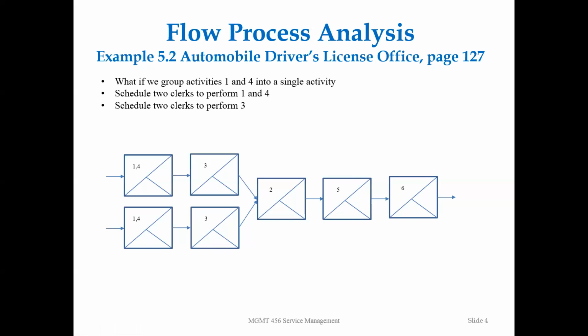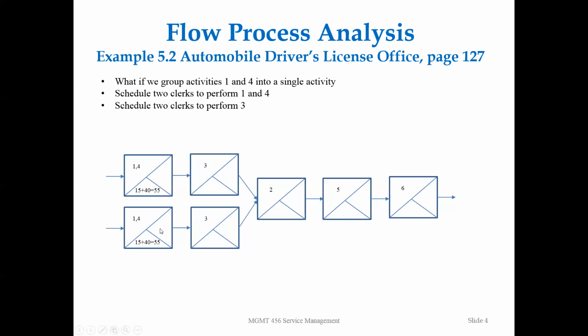Now let's analyze this process. First of all, let's look at the new activity 1 and 4. By grouping 1 and 4 together, one person handles 1 and 4 together. That means the cycle time will be longer. It takes longer to complete activity 1 and 4. So how much longer? It takes about 15 seconds to do 1 and 40 seconds to do 4. So if you combine 1 and 4, the new cycle time becomes 55. 15 plus 40, 55.